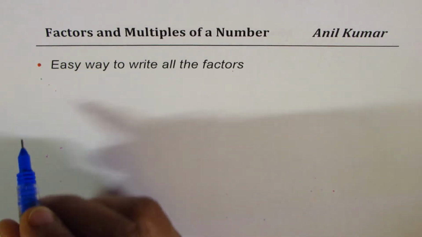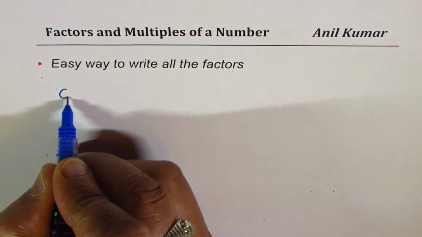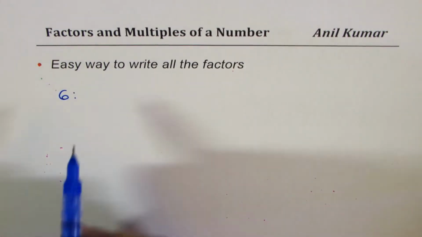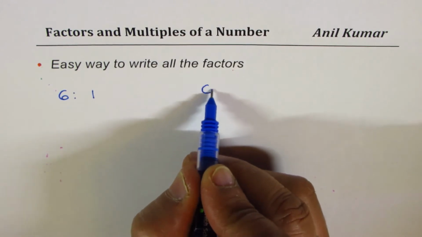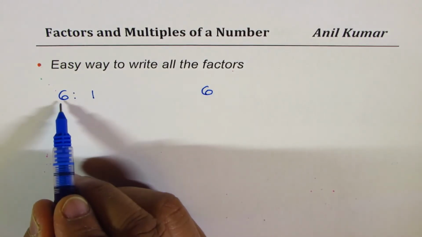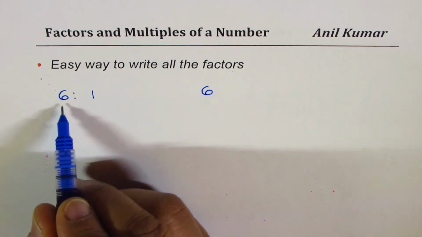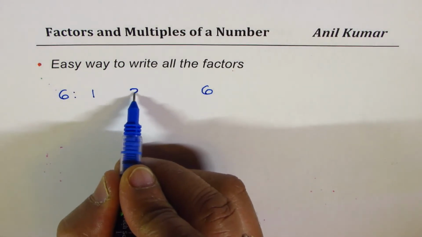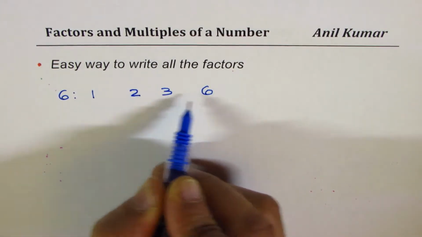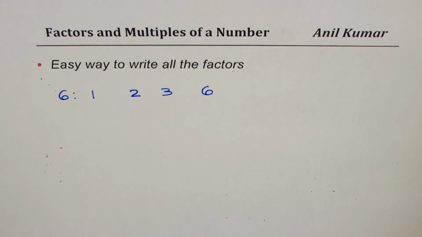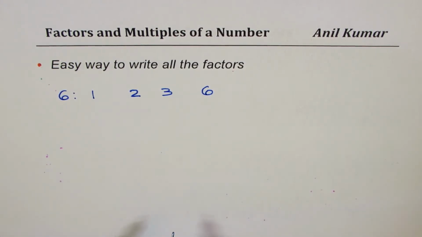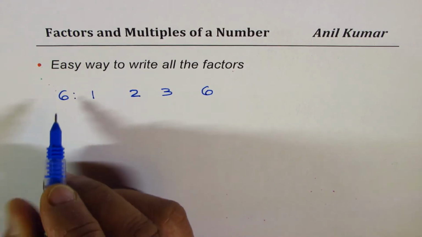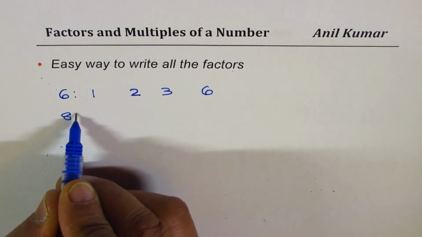So now we'll explore an easy way to write all factors. Let me take very simple numbers to begin with. I'm taking the number 6 itself. As I said, 1 and the number itself. So 1 and 6 are factors of 6, correct? 1 times 6 is 6. And you also found that 2 times 3 is also 6, correct? So we get one number, 6, and it has 1, 2, 3, 4 factors.